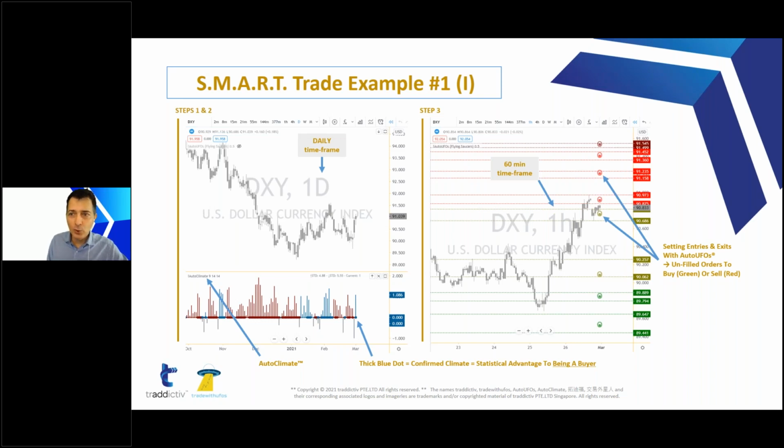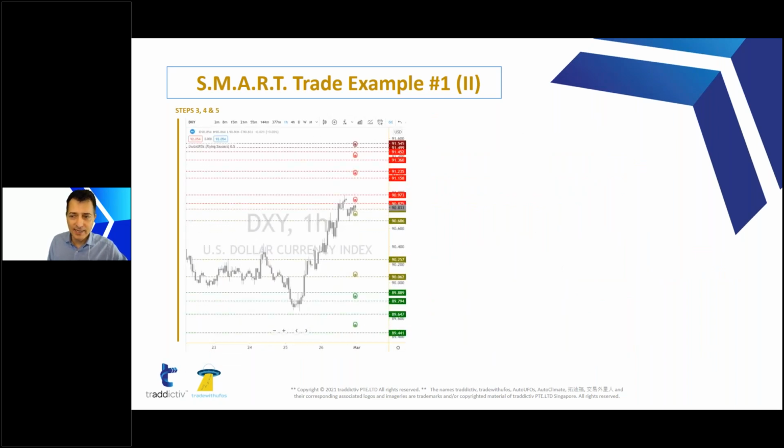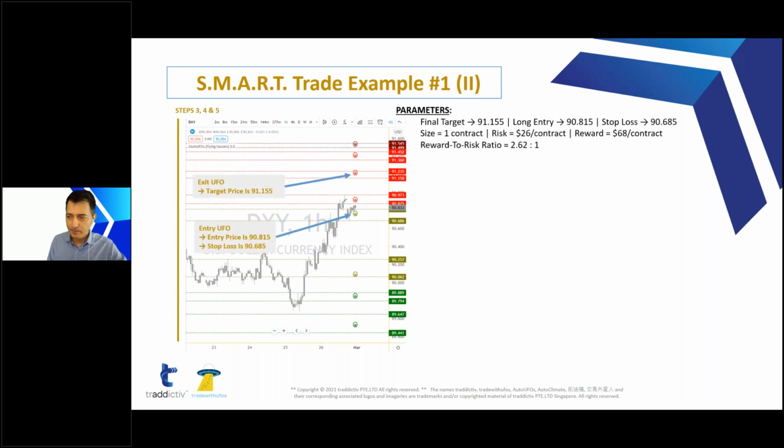So what do I do now that I know this? Well, I do my steps 3, 4, 5, which I'm going to do everything on the 1-hour time frame chart. Basically, take a look. This is the same chart as before. We have a UFO right there, buy unfilled orders. So this is where I want to buy. The dollar index, when we took the screenshot, was trading at 90.8333.